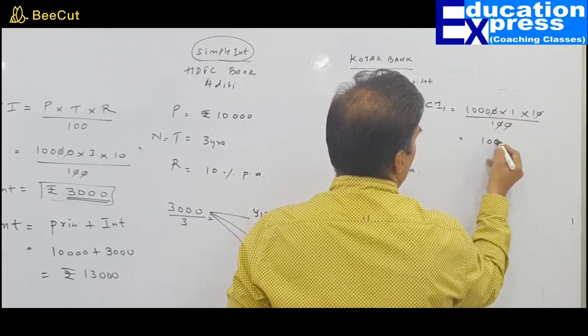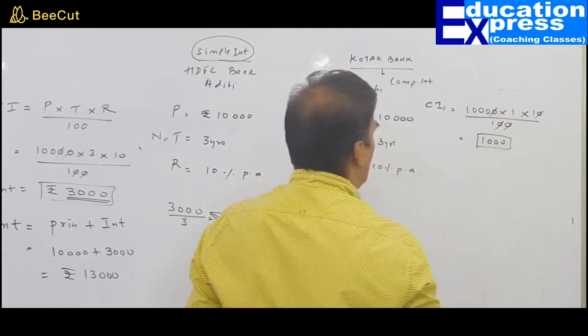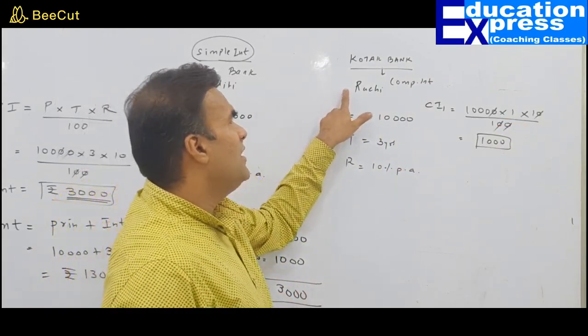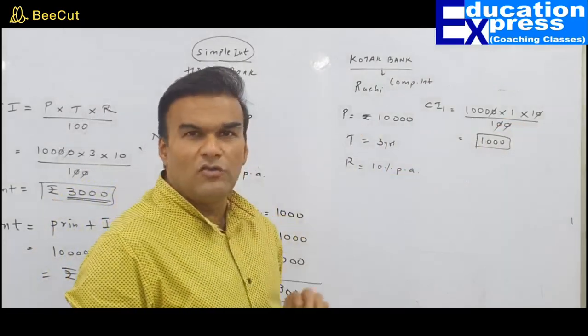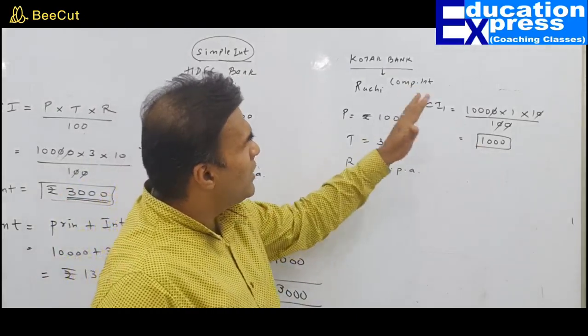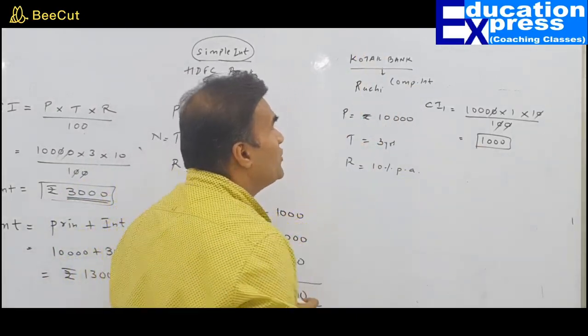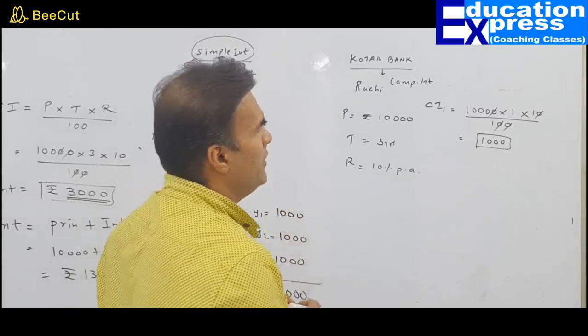So what is the interest earned by you? 1000. So what does the bank say? Since Ruchi will not withdraw this 1000 rupees, she is going to keep this 1000 rupees in the bank only. This is what has been assumed in case of compound interest.